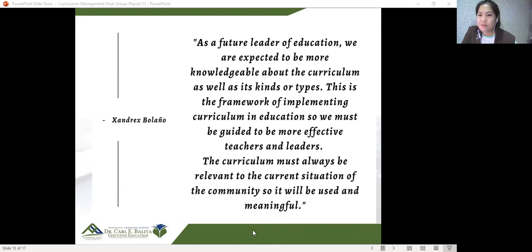This is the framework of implementing curriculum in education, so we must be guided to be more effective teachers and learners. Curriculum must always be relevant to the current situation of the community, so it will be used and meaningful. That is the key word. It will be relevant if we keep on changing it. However, the changes must be used for development and improvement. Sometimes we are changing our curriculum, but it doesn't help anything at all. So I think the assessment would be all throughout. We need to reassess, we need to reevaluate.